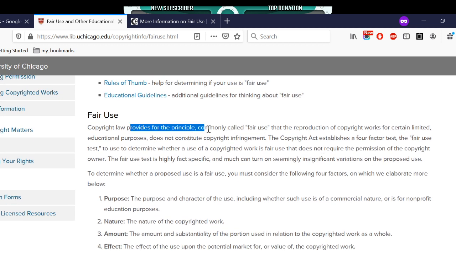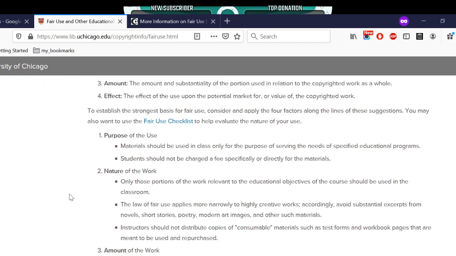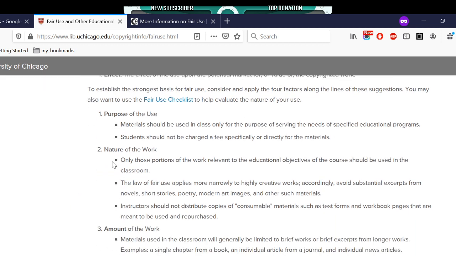Copyright law provides for the principle, commonly called fair use, that the reproduction of copyright works for certain limited educational purposes does not constitute copyright infringement. The Copyright Act establishes a 4-factor test. Okay, so that's what we saw in the copyright.org source. We had those boxes with those 4 different things. Okay, and it summarized those boxes here for us in this nice handy-dandy numbered list. So we have purpose, nature, amount, and effect. And this goes into more detail even here.